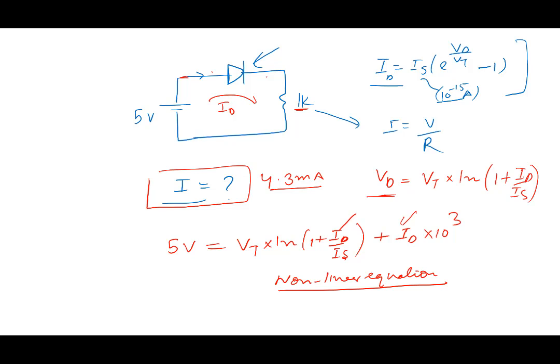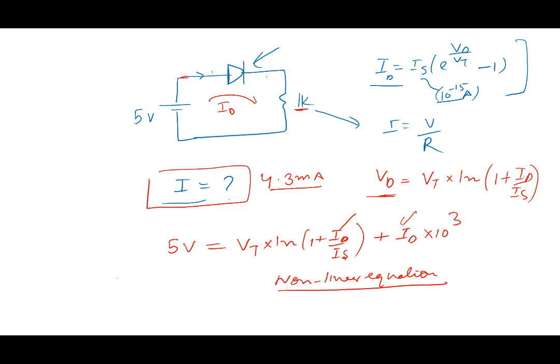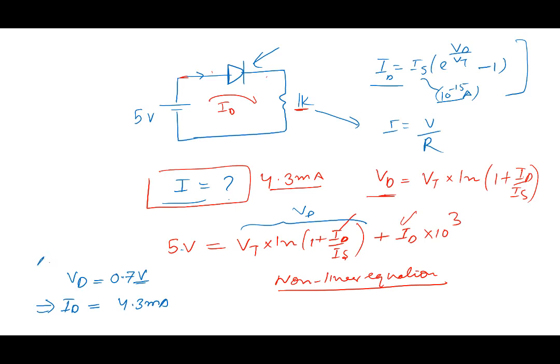So what he's suggesting is, let's assume a value of VD. This whole term is VD, the diode voltage. Assume a value of VD, assume it to be 0.7 volt. If you assume it to be 0.7 volt, then it's easy to see that it gives us ID equal to 5 minus 0.7 by 1K, which is 4.3 milliamperes. All right. But remember, this is based on an assumption. VD may not be 0.7.